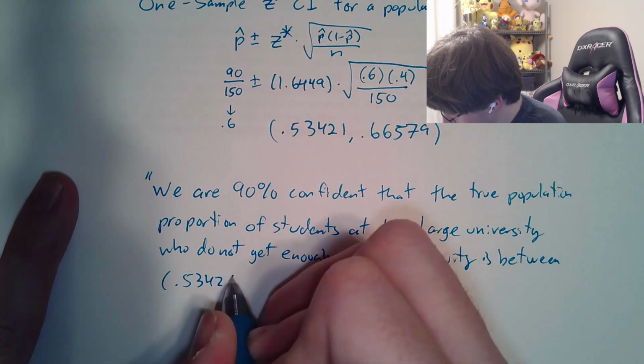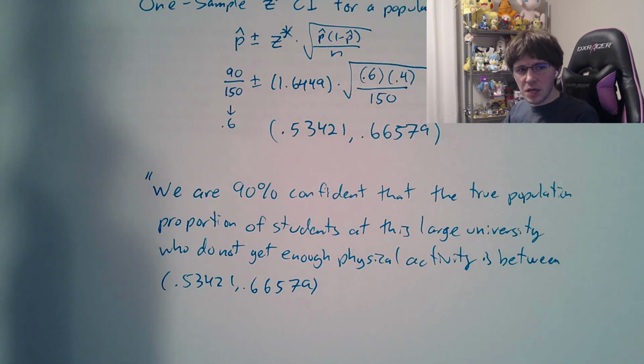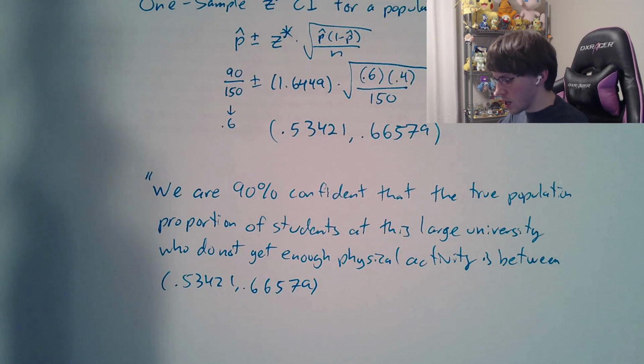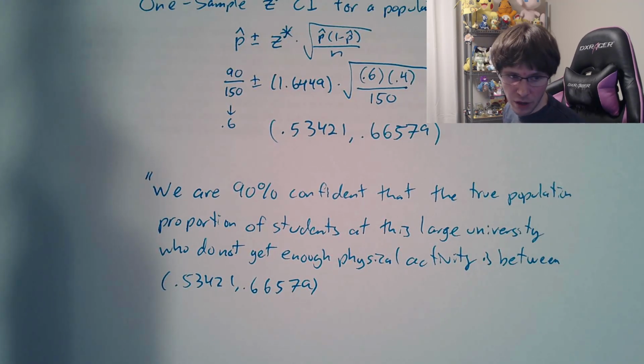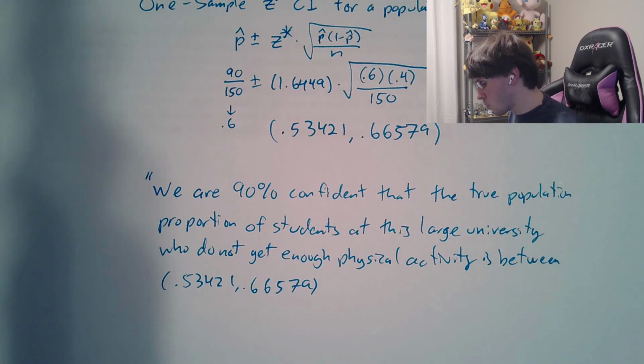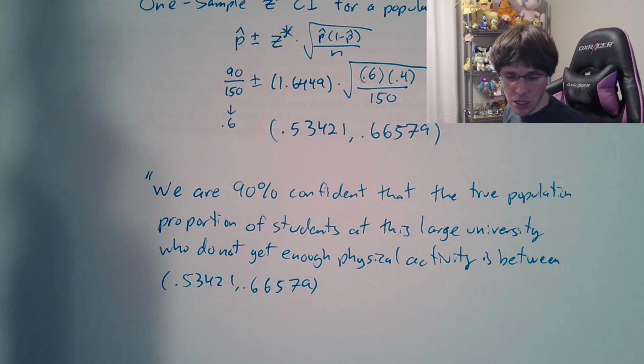0.5342, 0.66579. If you were asked on the AP test, as a part B, a question like, is it reasonable to believe that the majority of students don't get enough exercise? You would say yes, because the entire confidence interval is above 50%. Or if they said, is it reasonable to believe that more than 60% do? Well, no, because 60% is on the inside of the interval, so it is completely reasonable to be a little bit above or below it.